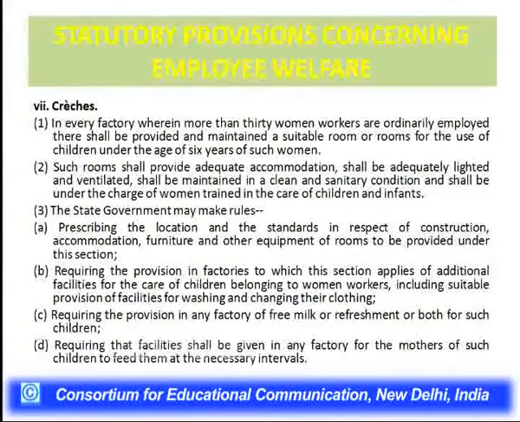The state government may make rules prescribing the location and the standards in respect of construction, accommodation, furniture and other equipment of the rooms to be provided under this section, requiring the provision in a factory to which the section applies of additional facilities for the care of the children belonging to women workers, including suitable provisions for washing and changing their clothing, requiring the provision in any factory of free milk or refreshments for such children, and requiring that facilities shall be given in any factory for mothers of such children to feed them at necessary intervals.